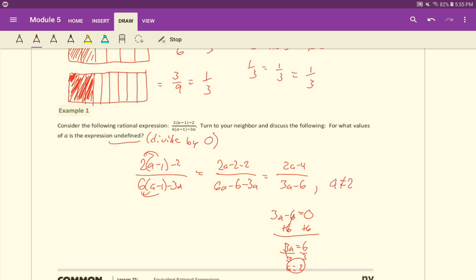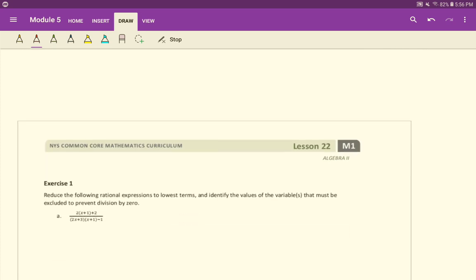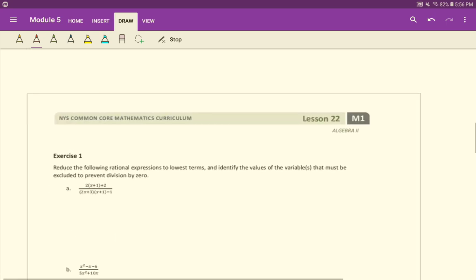If a was 2, we would get a 0 in the denominator. If a was 2, we would also get a 0 in the numerator as well. When you get 0 over 0 like that, this is known as indeterminate form. Sometimes it does actually equal a value, but for the lesson here, they want us to say that. So we'll stop there, and we'll come back to this and look at exercises 1 through, well, a few here at least. So, see you next video.